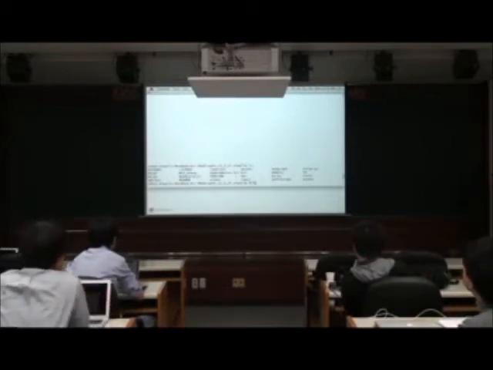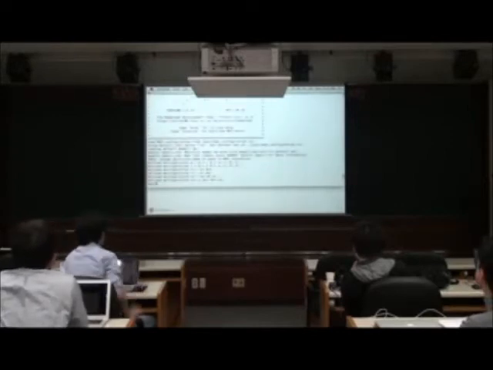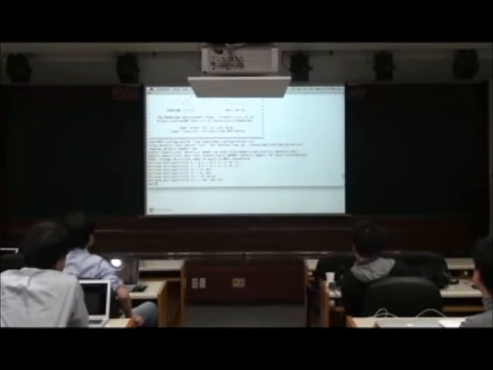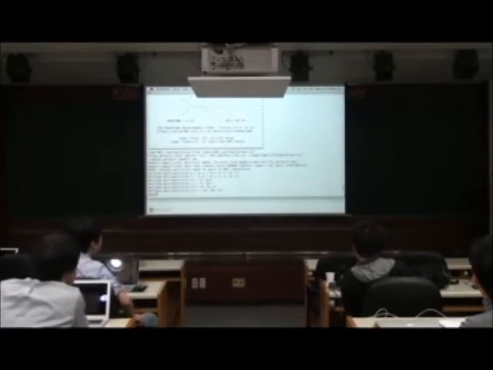So you run bin/mg5. How far down can you see if I pull this down? Just say one. Whoever can't see, just sit closer. Right? This is good? Okay.